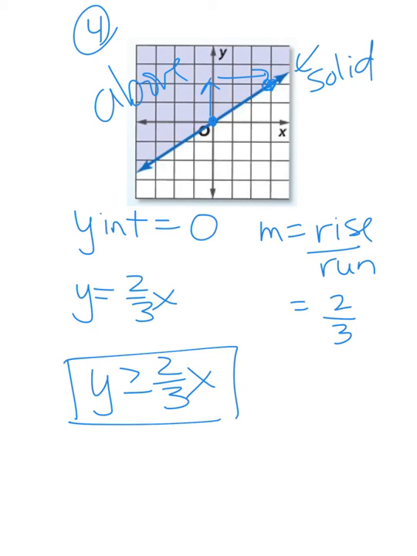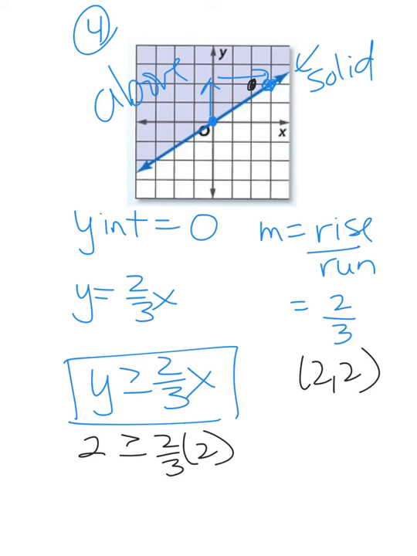Let's pick a point. Pick a point right there. I have 2, 2. If I can't use 0, 0, I like to use 2, 2. I try to pick something away from the line. It makes it a little easier to check. Also, that way, if I pick numbers that are the same, such as 2, 2 or 3, 3, I don't have a chance of making a mistake by plugging them into the wrong variable. So I have 2 is greater than or equal to 2/3 times 2. So 2 is greater than or equal to 4/3. And 4/3 is the same as 1 1/3, so it's definitely less than 2. So I know that my inequality symbol is correct. Y is greater than or equal to 2/3 x.